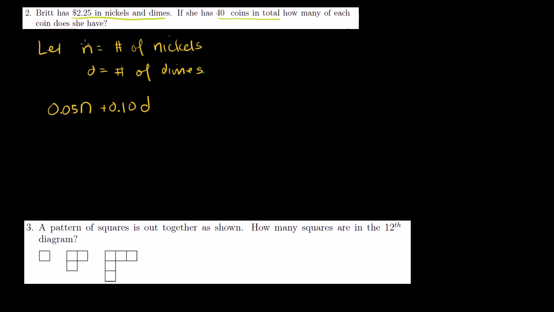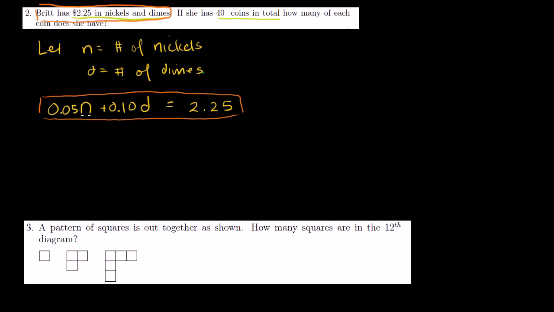Now the problem tells us that the total amount of money she has is $2.25. So this first statement can be translated into this equation. She has a certain number of nickels and a certain number of dimes. You multiply 5 cents times the nickels plus 10 cents times the number of dimes, and you end up with 225.